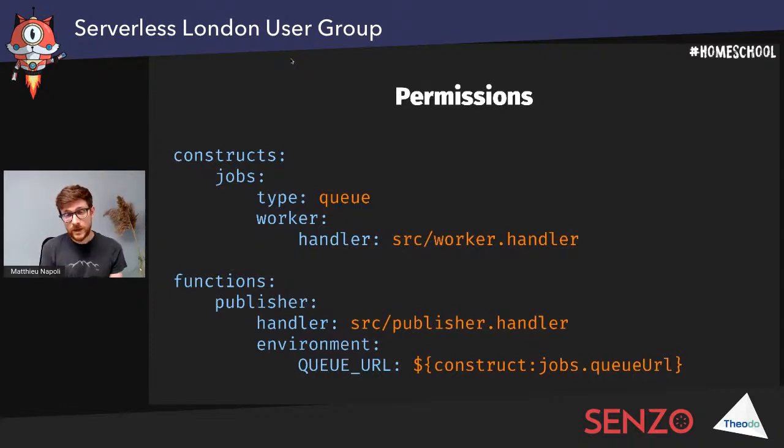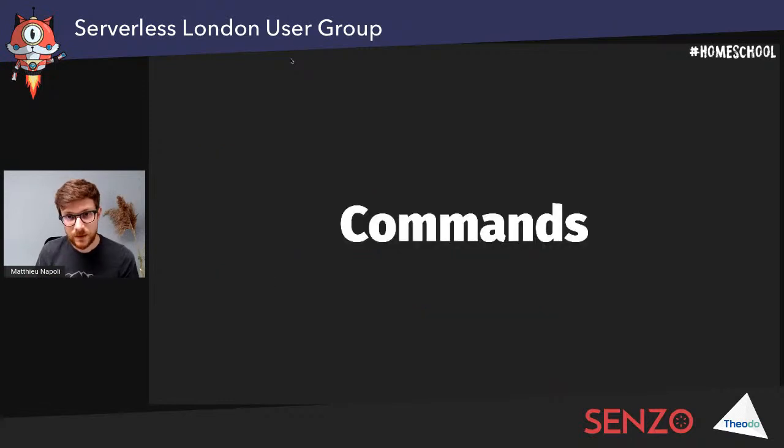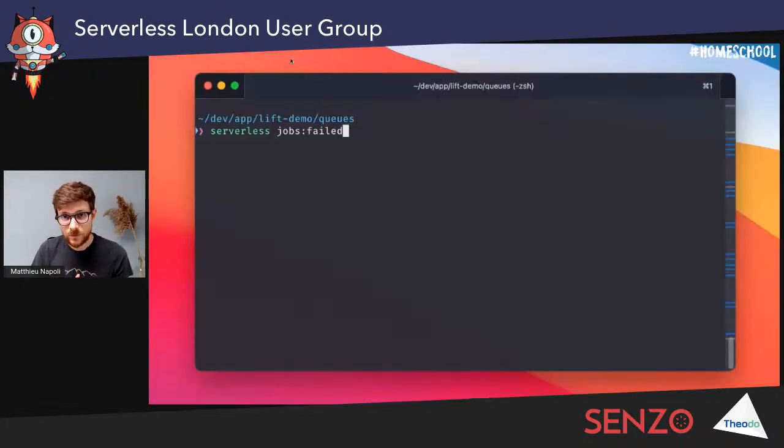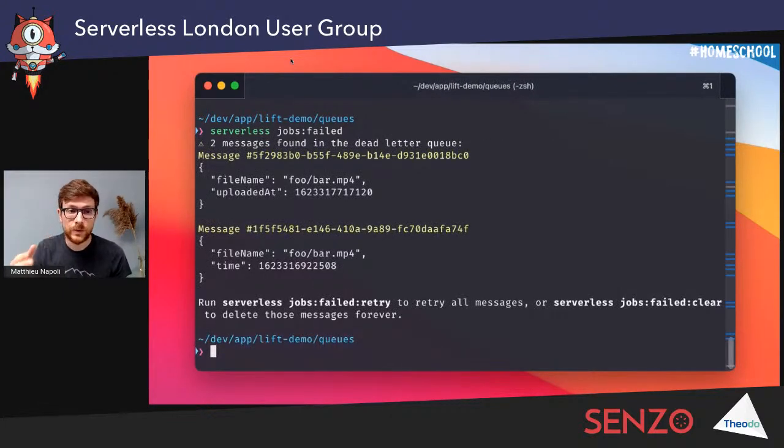Finally, there is one last feature that I haven't talked about: commands, custom commands for constructs. So with the queue, you have a set of commands that you can use to administrate the dead letter queue. The first one lets you list failed messages from the dead letter queue. So here I'm listing the failed jobs from my jobs queue, and I can see that I have 2 failed messages. And those are messages that were retried and retried and retried again, and they failed. So they were moved to the dead letter queue.